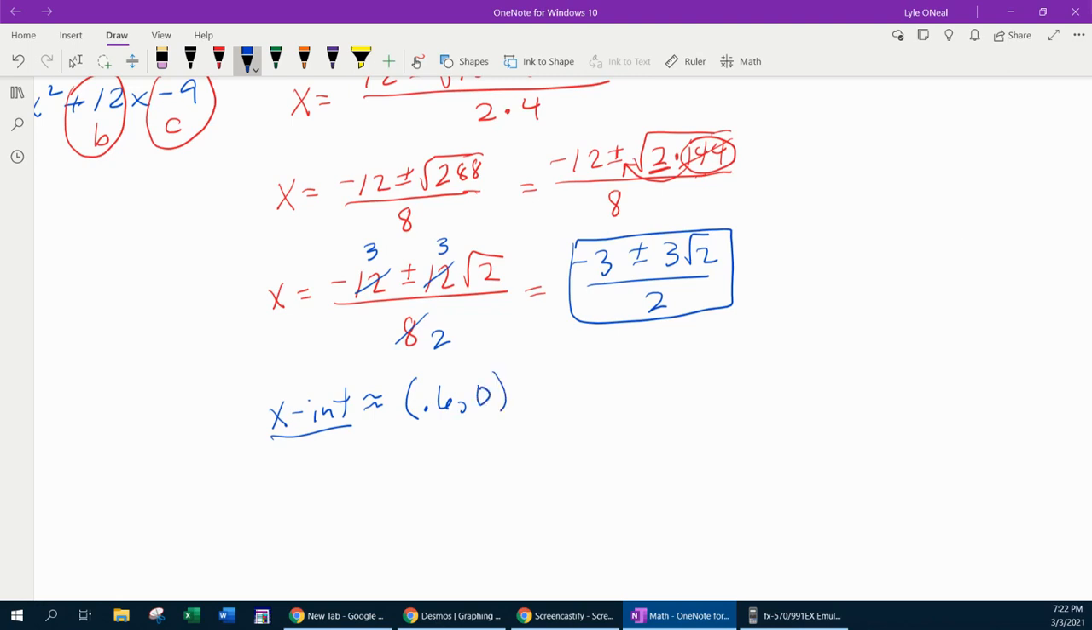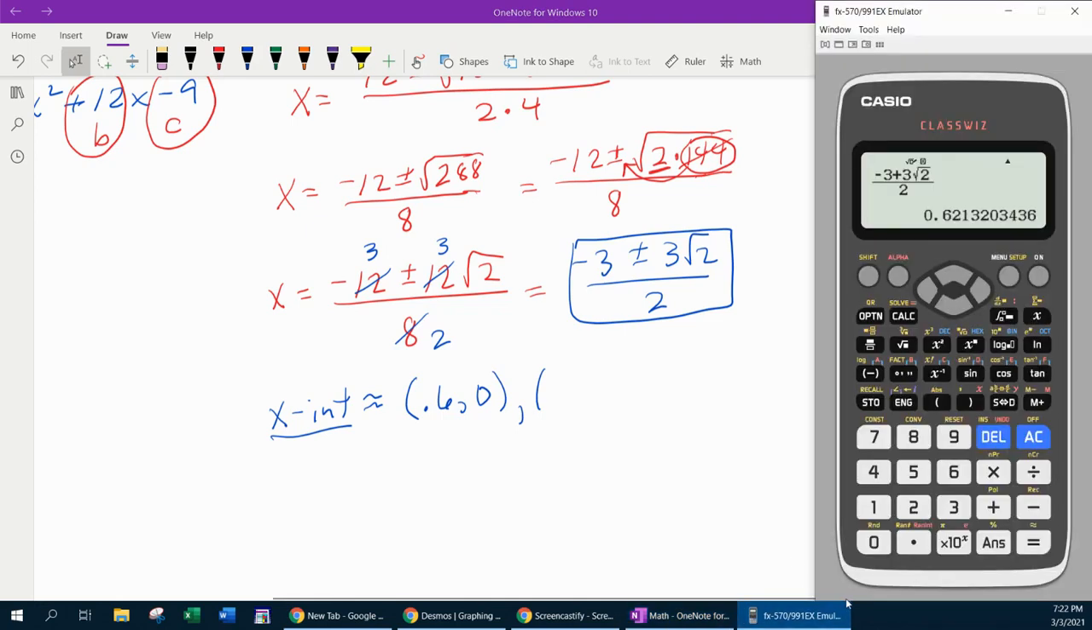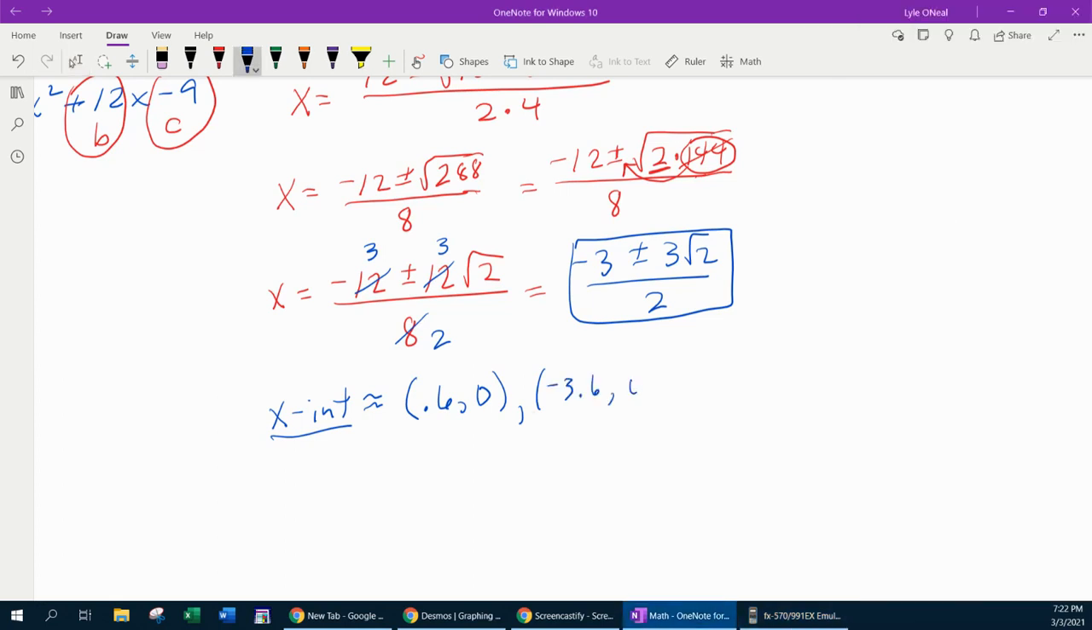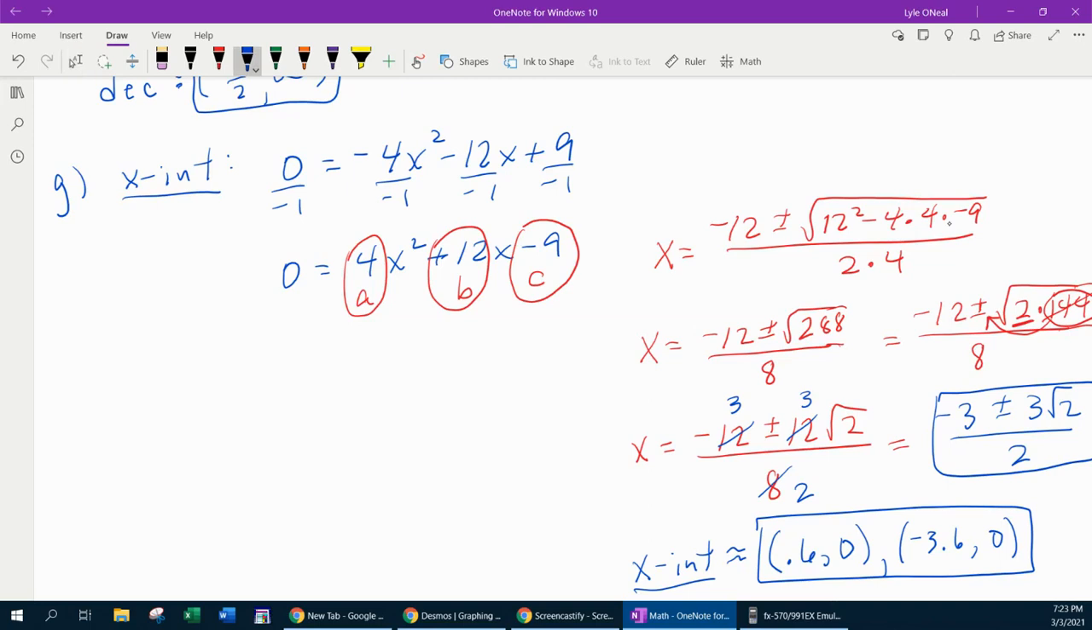0.6 comma 0 is one x-intercept. And then we're going to come back here and change the plus to a minus. And SD, negative 3.6 approximately. Those will be my two x-intercepts.